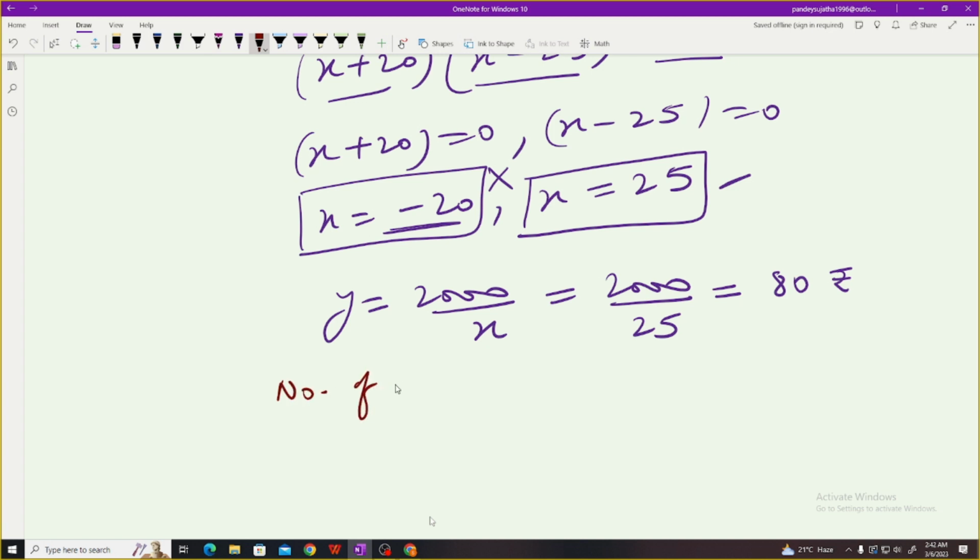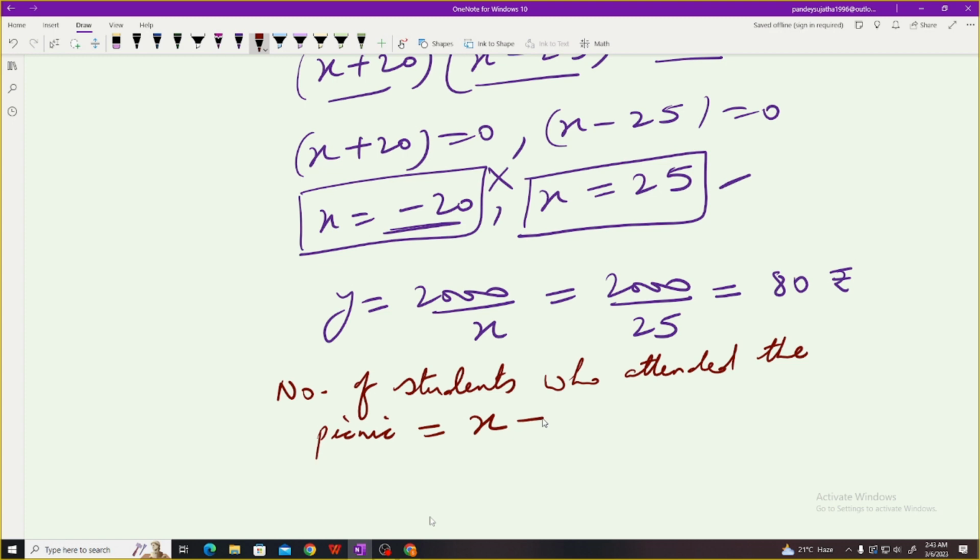So the number of students who attended the picnic is equal to, as we know that from the total number of students, 5 students didn't go for the picnic. So x minus 5 students attended the picnic. So here x is 25 minus 5, that is equal to 20 students attended the picnic.